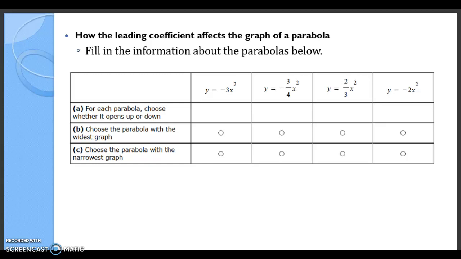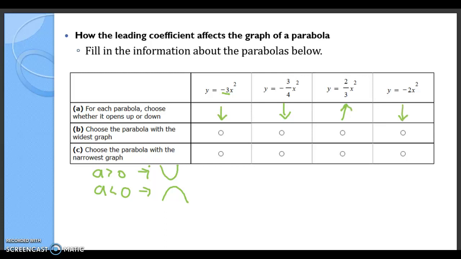So if the leading coefficient, which we usually say is a, is greater than 0, we're going to have a parabola that opens up. If a is less than 0, we're going to have a parabola that opens down. So negative 3 is less than 0, so this one's going to open down. Negative 3/4 is going to open down because it's negative. Positive 2/3 opens up, and negative 2x squared opens down.